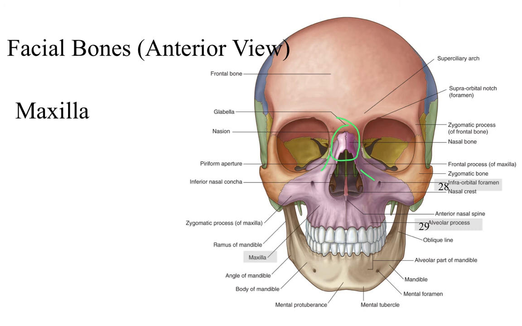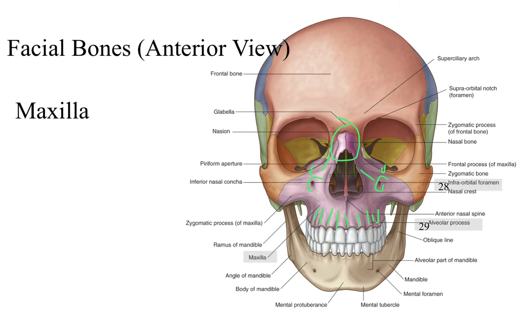All right, and parts that you need to be familiar with, you have your infraorbital foramen, so little holes that are below the orbits. That's what infraorbital means. And through that infraorbital foramen goes one of the branches of the trigeminal nerve. All right, then we have the alveolar processes. All of these would be alveolar processes, and your teeth go into the alveolar processes.